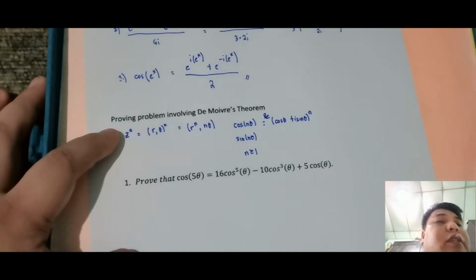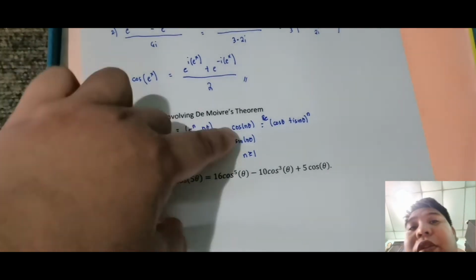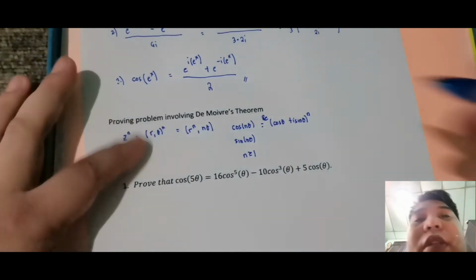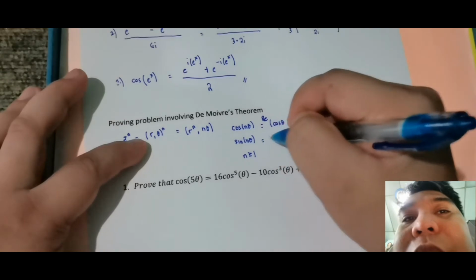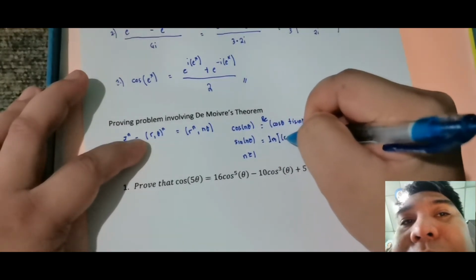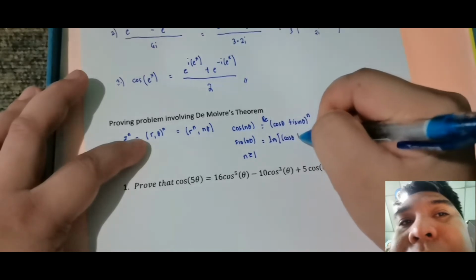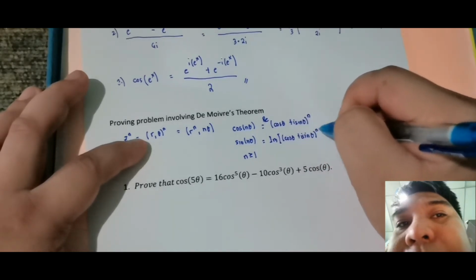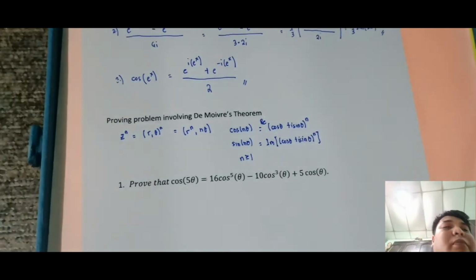Okay, so ulit. After mo expand yung cosine theta plus I sin theta raised to n, depende dun sa n ng n, saka mo kunin yung real part. Okay, so another dito, pag sine, kunin mo naman yung imaginary part nung cosine theta plus I sin theta raised to n. So ulit, after mo ulit ma-expand, hindi right away baka kasi kunin mo lang yung sin theta eh. So ang gagawin mo, expand mo muna.